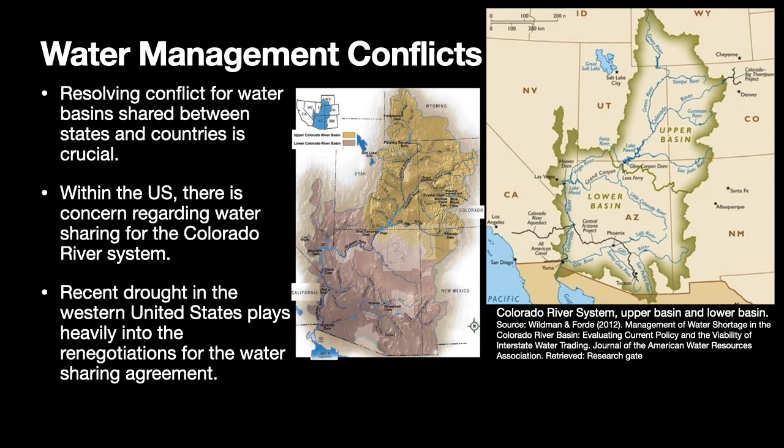Recently, the drought in the western U.S. has played a major role in bringing to the fore the intricacies associated with water sharing agreements, especially the Colorado River Compact. On the right hand side, we can see two pictures which show the Colorado River system. For ease of management, the Colorado River system is divided into two parts: the upper basin and the lower basin, as we can see in the figure.